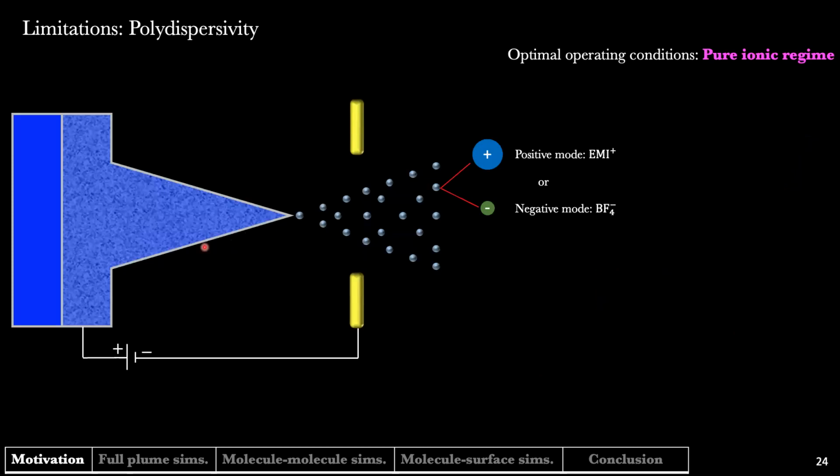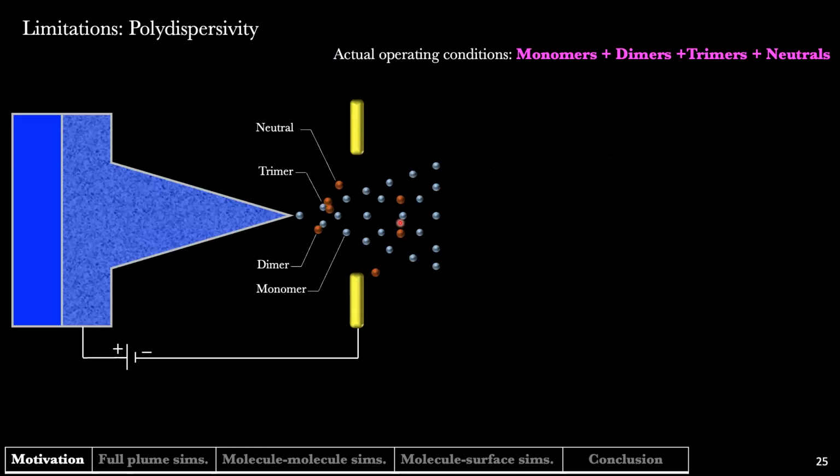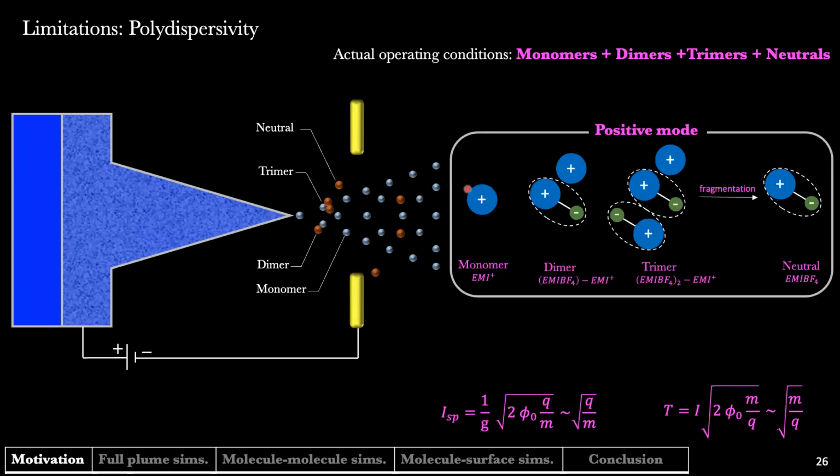And then I'm going to talk about the main limitation of electrospray thrusters, which is polydispersivity. So what this figure shows is the optimal operating conditions in which we operate in pure ionic regime. We only have ions. However, in actual operating conditions, we have monomers, dimers, trimers, etc. A monomer is just a molecular ion. A dimer is a neutral attached to an ion. A trimer is two neutrals attached to an ion.